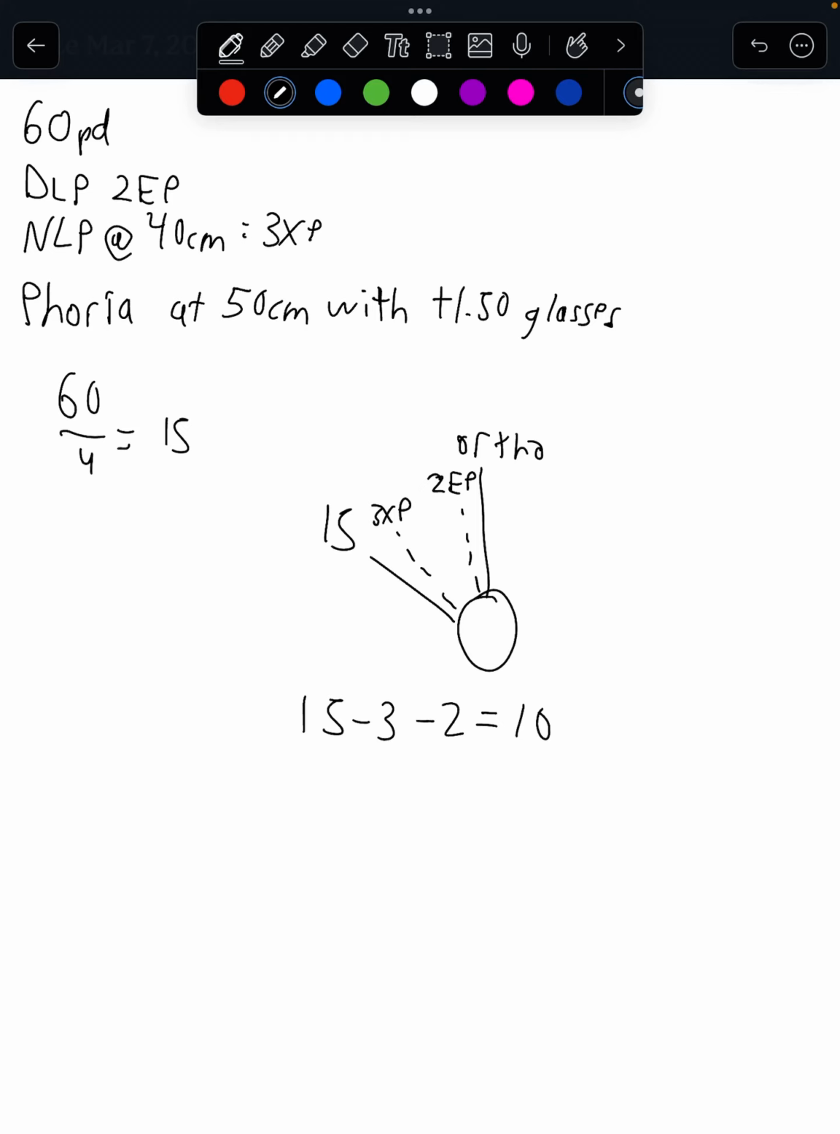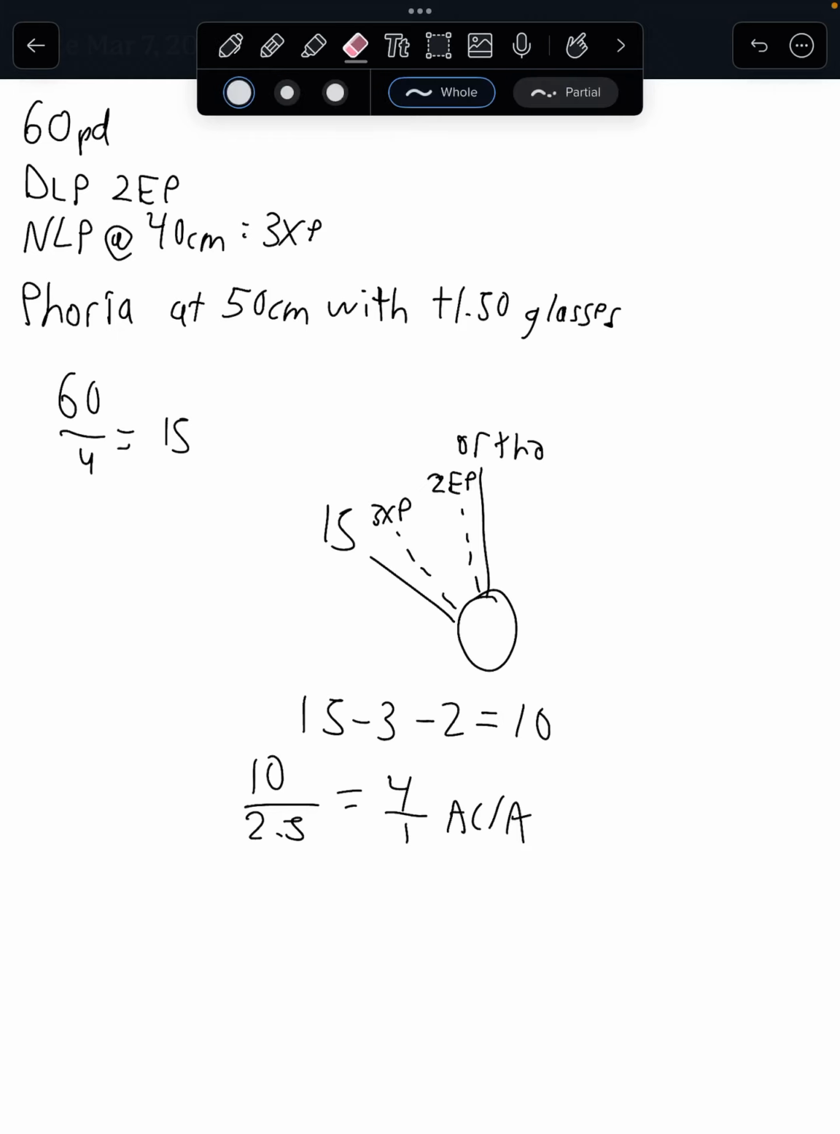And then we can do 10 divided by 2.5 equals 4. So 4 over 1 is our ACA. So if 4 over 1 is our ACA, for every prism diopter that the patient accommodates, they'll converge 4 prism diopters. Okay, so now we're working at 50 centimeters.